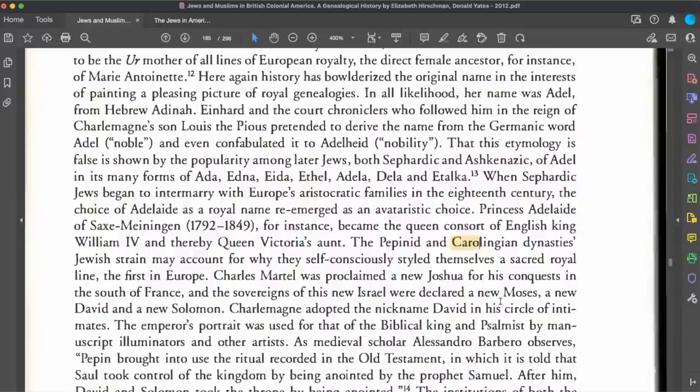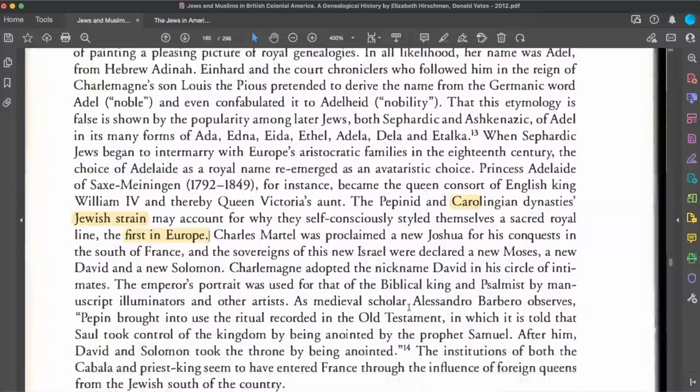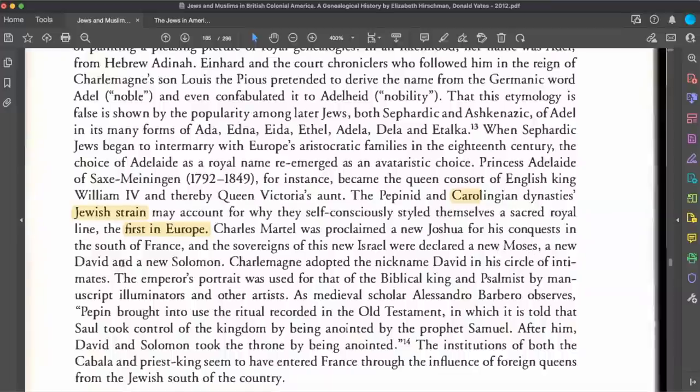The Pepinid and Carolingian dynasties, Carolina, North Carolina, the Carolinian female, the Amazon warriors of Khalifa, the Dark Princess warriors, the Kara, Carolingian dynasties, Jewish strain may account for why they self-consciously styled themselves a sacred royal line, the first in Europe. Kara, black, so-called black. Charles Martel was proclaimed a new Joshua for his conquests in the south of France, and the sovereigns of this new Israel were declared a new Moses, a new David, and a new Solomon.